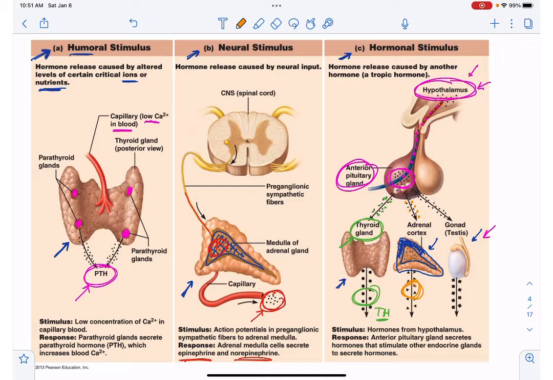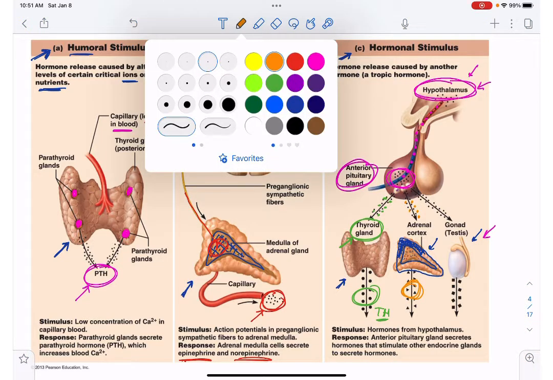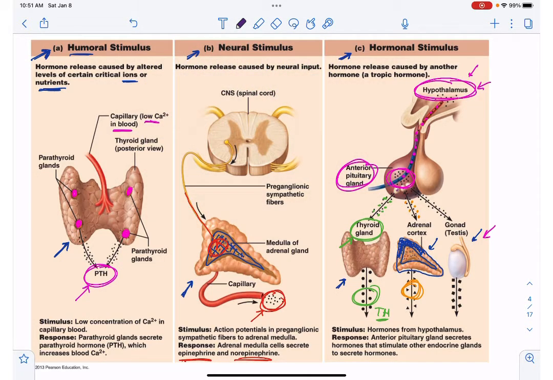And the same goes for the gonads, for the ovaries and the testes. If the right hormones are released by the anterior pituitary, then they can act on the testes and cause the testes to release testosterone. They can act on the ovaries and cause the ovaries to release estrogen and progesterone. So again, an example of a hormonal stimulus.